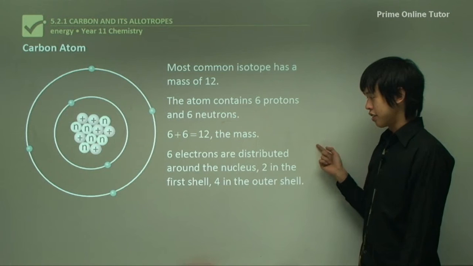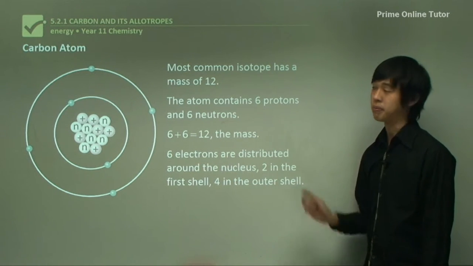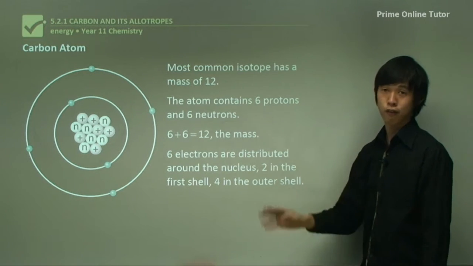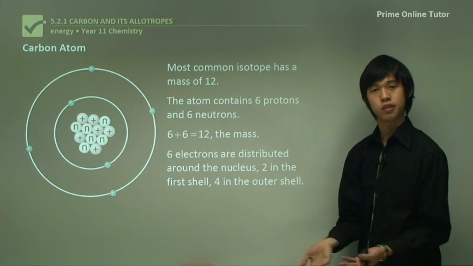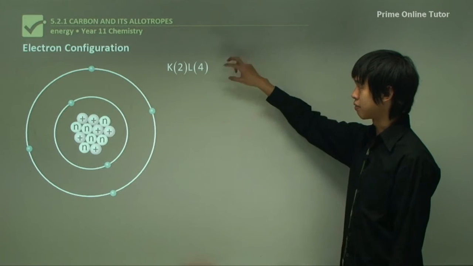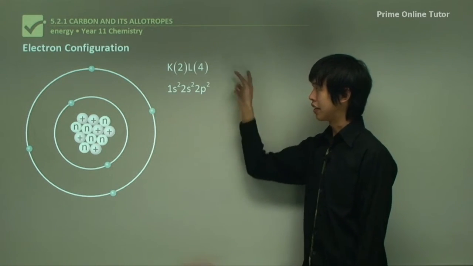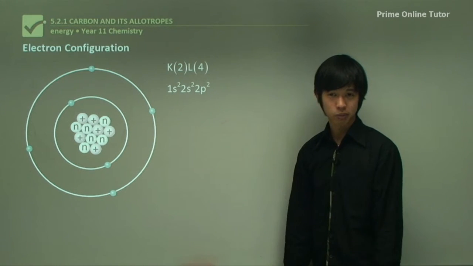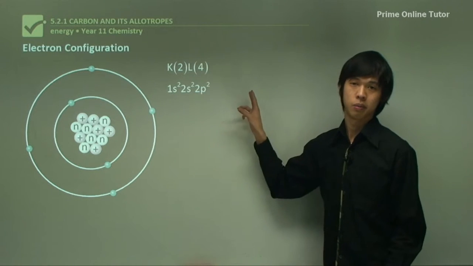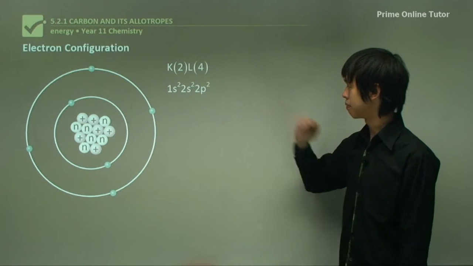So 6 electrons are distributed around the nucleus. So 2 in the first shell, as I mentioned, and 4 in the outermost shell. So we have 4 valence electrons, but 6 electrons in total. So the shells are K2 and L4. And the subshell structure is this. This is beyond the scope of your Year 11 chemistry, but just for completeness, we'll put it in, simply because some people like to ask about these things, so we like to give them the answers.